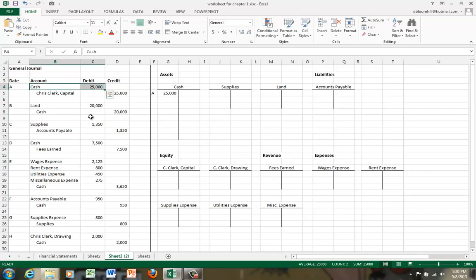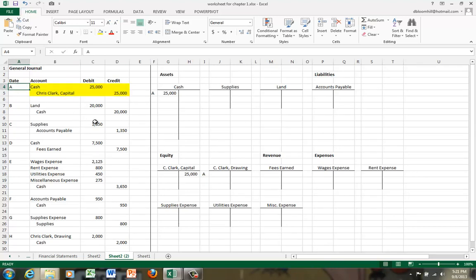Now if we only post the first part of this and not the second part of this, we won't balance because total debits have to equal total credits. So we go to the next line, and that next line also gives us an instruction. It tells us to go to Chris Clark Capital and post $25,000 in the credit column. So we go to Chris Clark Capital, $25,000 in the credit column comes from transaction A. Now we've completely posted transaction A, so we just want to tick it off and make sure that we note that we've already done it.